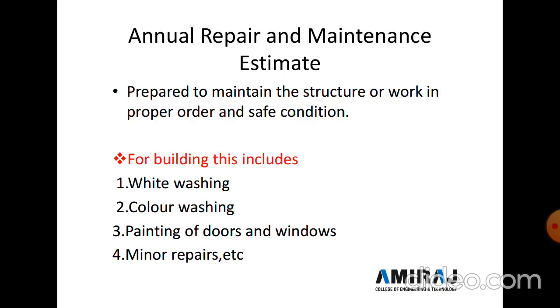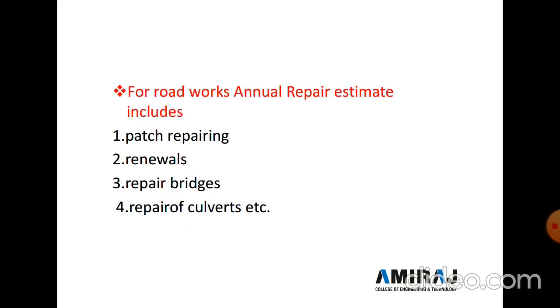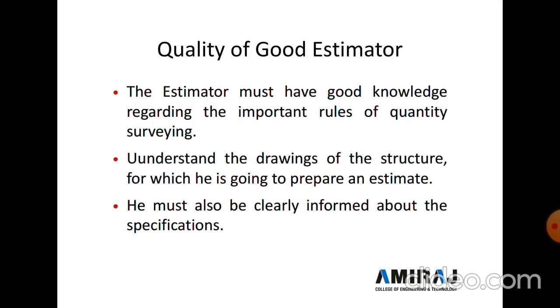The annual repair and maintenance estimate is also called a detailed estimate and is prepared to maintain the structure or a work in proper order and safe condition. Here, a building example is given. For the building, the annual repair and maintenance estimate includes items like whitewashing, color washing, painting of doors and windows, and minor repairs like filling cracks and leveling the plaster work. The second example is for road work, where the annual repair estimate includes patch repairing, renewals, repair of bridges, and repair of culverts. So these are the examples given for annual repair and maintenance.